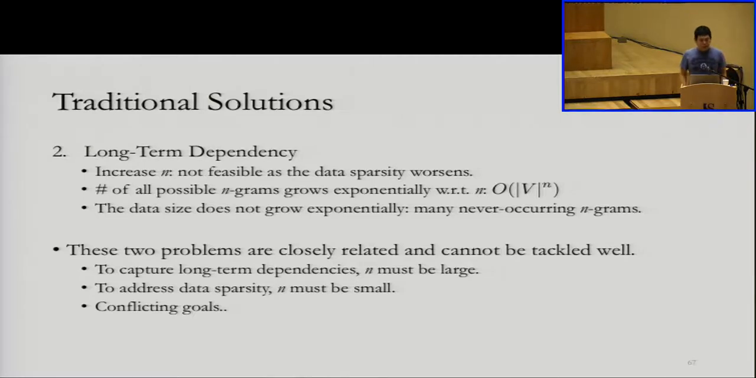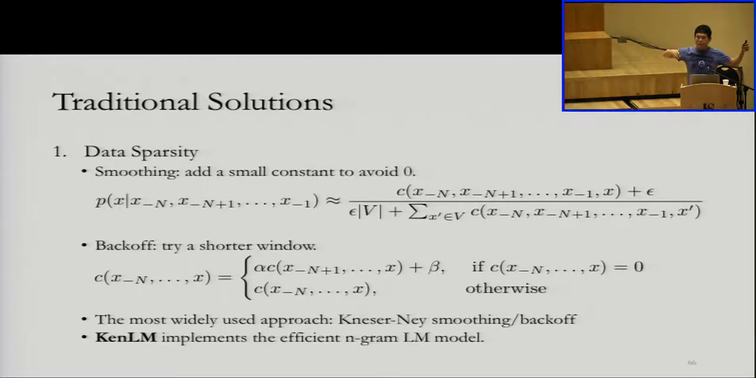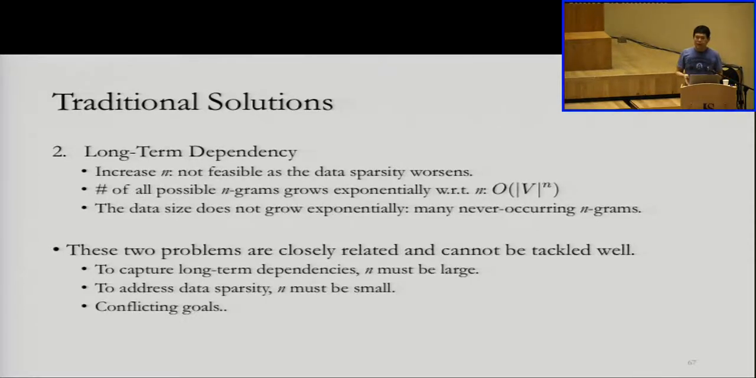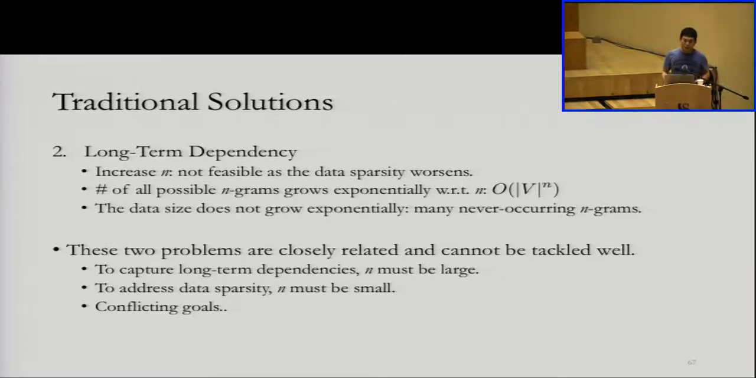Now, how about the second problem, long-term dependency? There is no traditional solution, unfortunately. It's impossible to avoid this issue because you can increase the n to capture all those long-term dependencies, you might hope, but then you run into the first problem, data sparsity. Given a fixed number of sequences in your data set, as you increase the n, the number of all possible phrases increases exponentially with respect to that n, so essentially you're decreasing the amount of data. The coverage decreases exponentially as well.